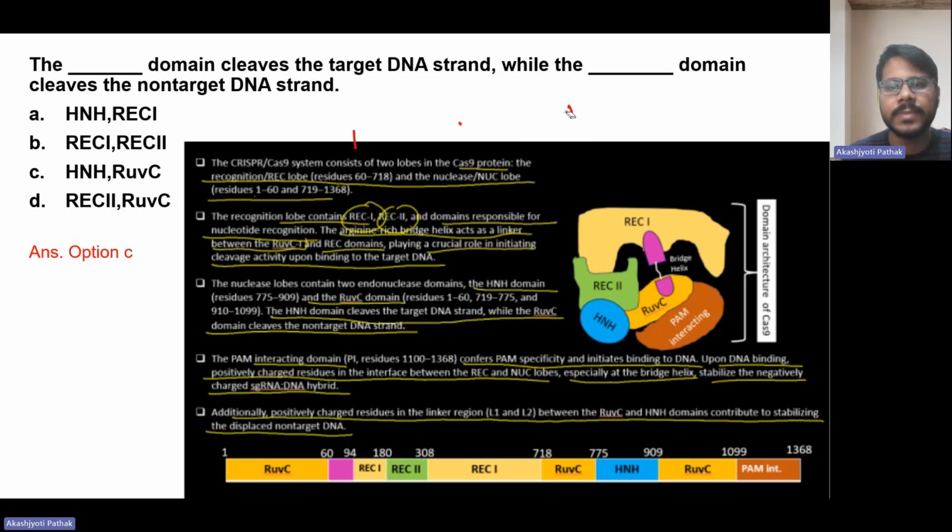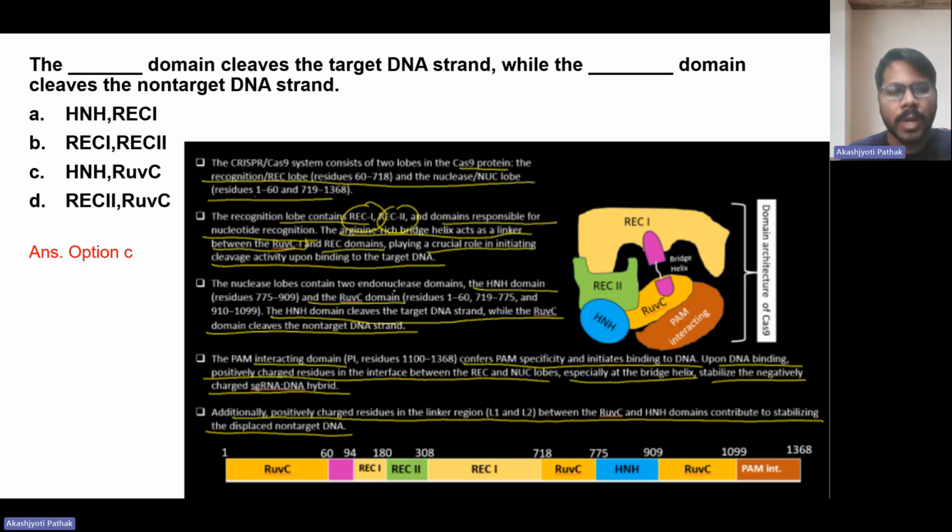So you can see in this figure that was given in your lecture slides, this CRISPR-Cas9 system consists of two lobes in the Cas9 protein: the recognition lobe, called the REC lobe, and the nuclease or NUC lobe. The recognition lobe contains Rec1 and Rec2, domains responsible for nucleotide recognition. Then there is this arginine bridge helix, which acts as a linker between the RuvC and the Rec domain, playing a crucial role in initiating cleavage activity upon binding to the target DNA.